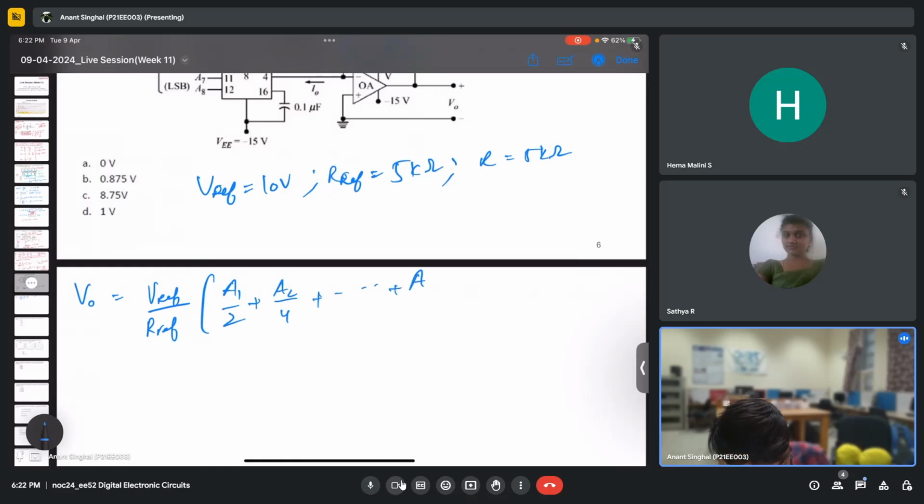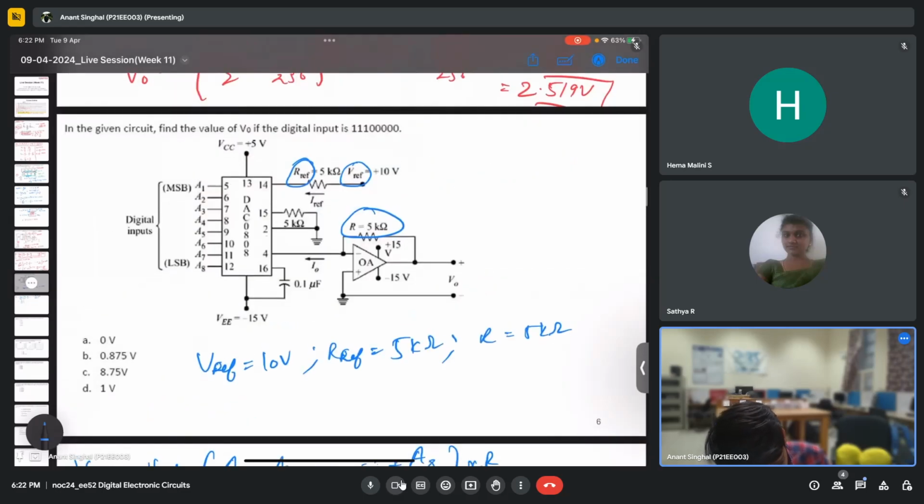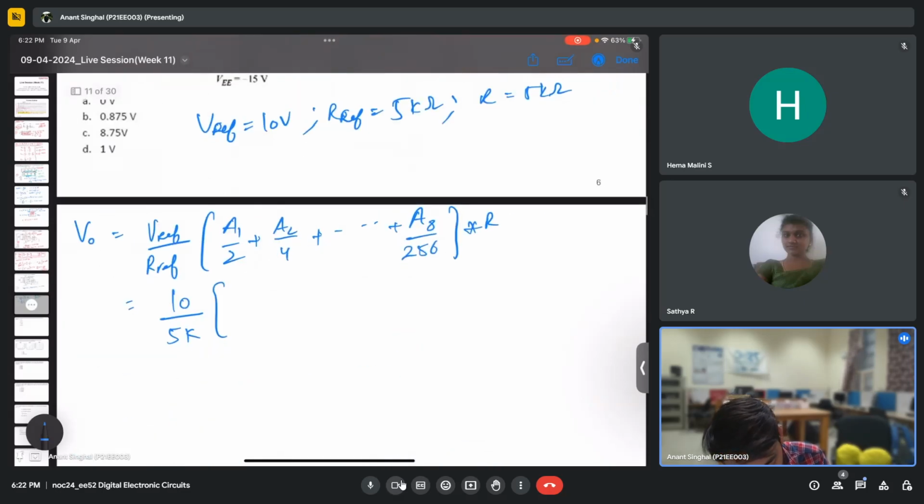A 8 by 256 times R. So keeping all the values, this is 10 by 5 kilo. Now we need to see the input. What is input? So the first three bits are 1 and all of them are 0 then. So it will be 1 by 2 plus 1 by 4 plus 1 by 8, and all of them will be 0. So I'm not writing the further bits, and R is again 5 kilo.